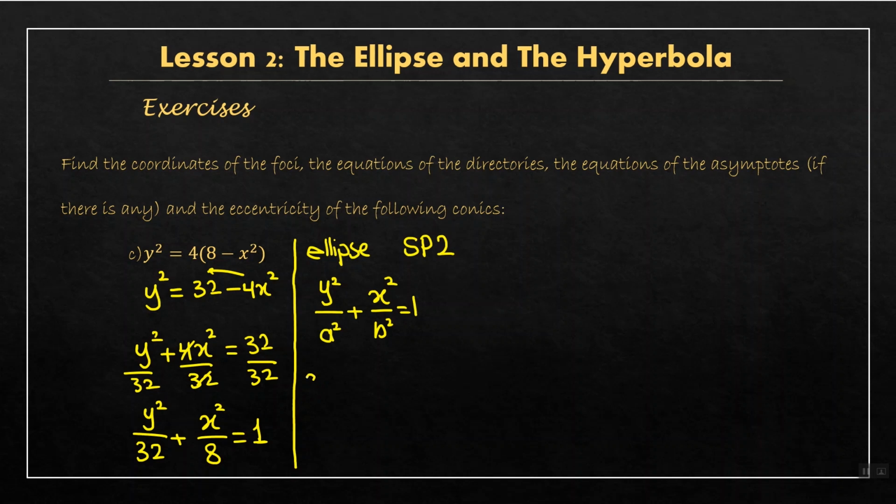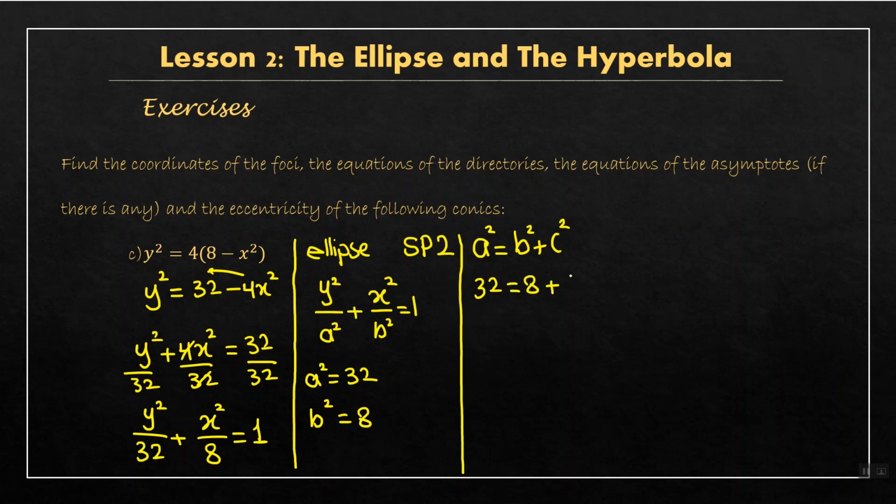So how much is a squared? By comparing the two equations, a squared is 32 and b squared is 8. Now how do we find c squared? We will use Pythagoras. Okay guys, in this question, the Pythagorean relation starts with a because it's an ellipse. So a is the biggest one. So a squared equals b squared plus c squared. A squared is 32 equals 8 plus c squared. Move the 8 to the side, so 32 minus 8 is equal to c squared, and this is going to be 24. So c squared equals 24.